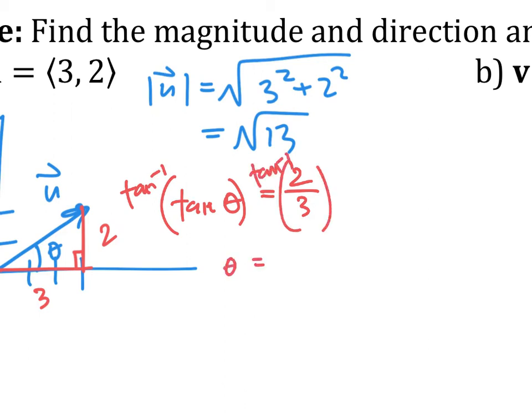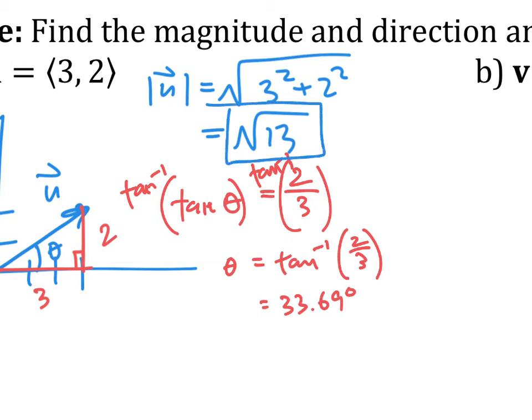So theta is inverse tangent 2/3. And then what we're going to do is use the calculator, but make sure your calculator is in degrees. So inverse tangent 2/3, 33.69 degrees. Okay, so this question just says find the magnitude and direction. So this, and we're good.